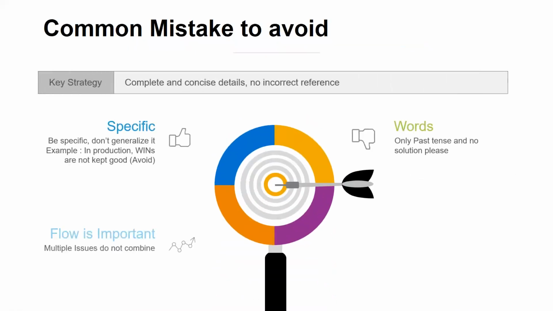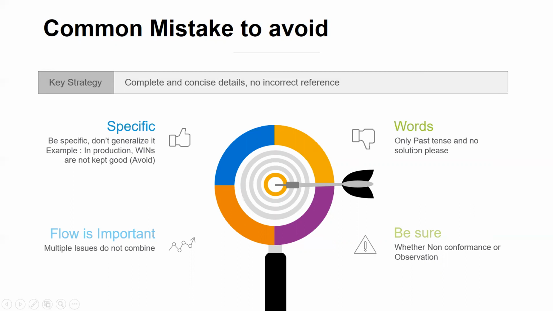Common mistakes to avoid. One of the strategies to write a good audit report is complete and concise detail, with no incorrect reference. Number 1, be specific. Don't generalize. For example, saying in production, work instructions are not kept, or are not good, is very generic. The process owner may find it very difficult to take action. So every sentence is key and has to be written very precisely.